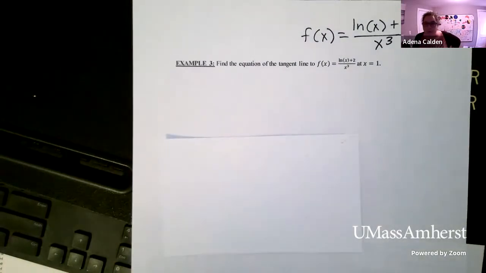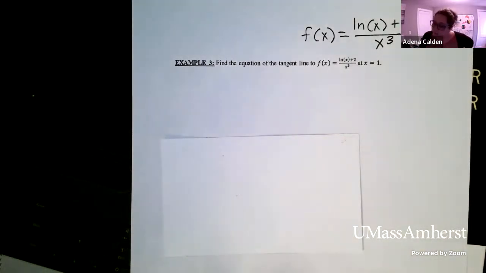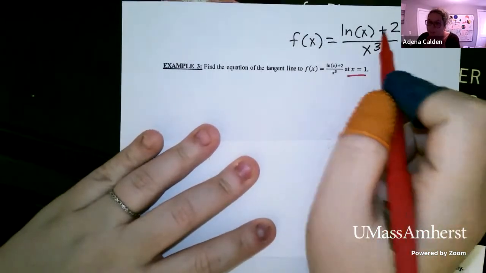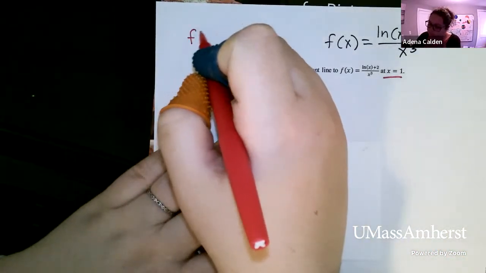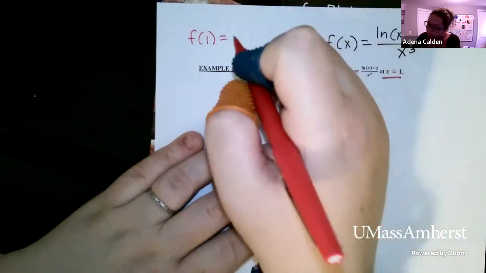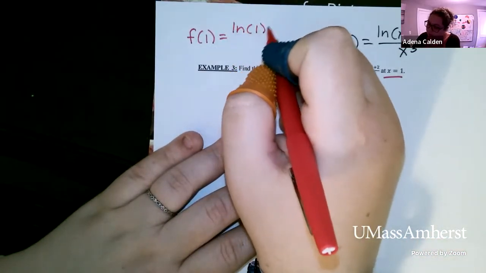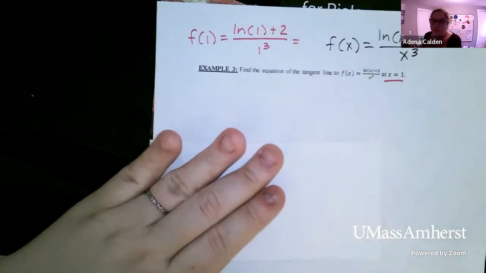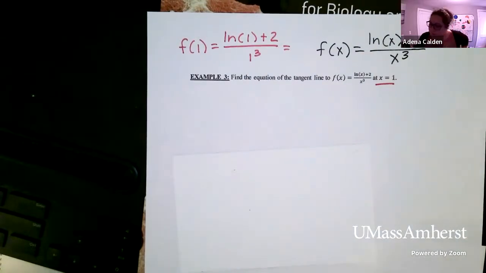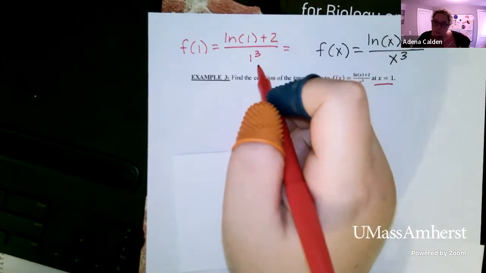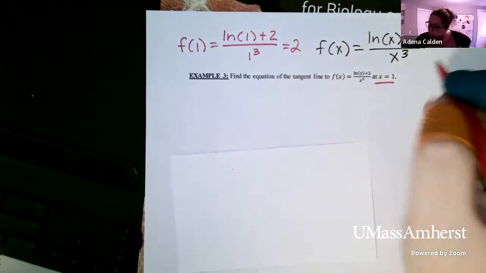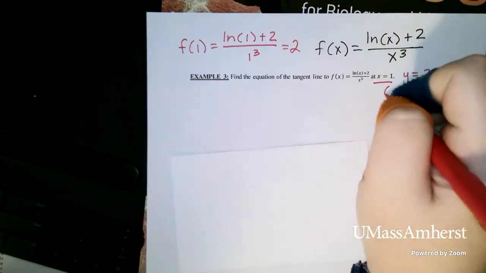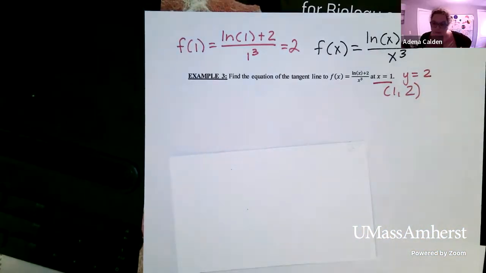All right. So again, we need a point and a slope. So we're going to start by finding the point by taking our x equals 1 and plugging it into the original function. So if we plug in a 1, we get the natural log of 1 plus 2 divided by 1 cubed. The natural log of 1 is 0. 0 plus 2 is 2. 2 divided by 1 is 2. So when x equals 1, y equals 2. So our point is (1, 2).